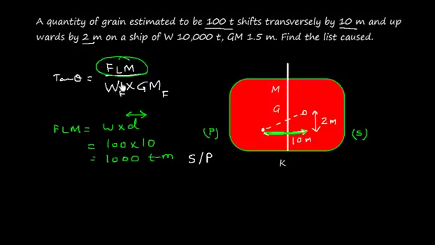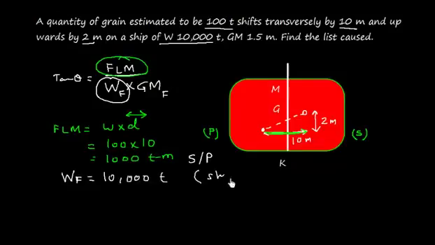Now, WF is the final displacement. We didn't load anything, we didn't discharge anything, so the displacement given is 10,000 ton. So we have WF as 10,000 ton because we just shifted only. There is a shift of cargo, no loading or discharging.